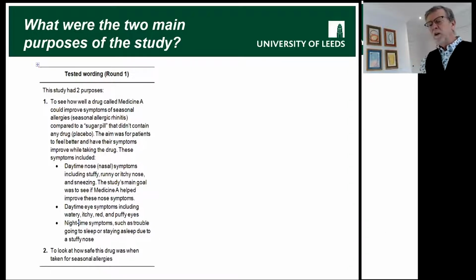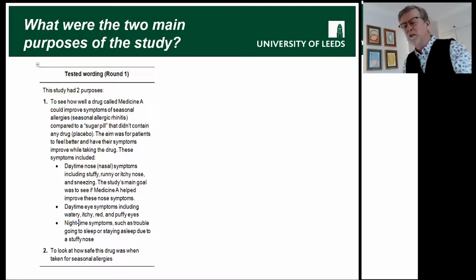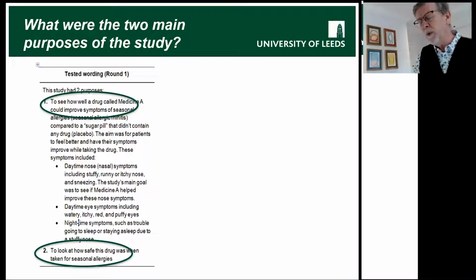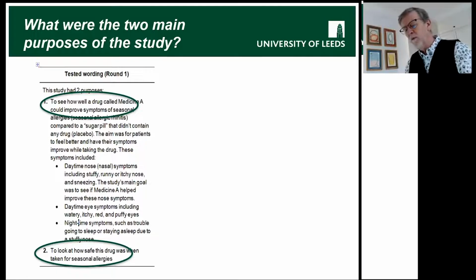So one of the questions we asked people in the user testing was, what was the purpose of the study? And this is the wording that we had before we revised it. And you'll see on the left here that the two purposes are actually not very prominent. The first is here and the second is here. And one of the problems people had was that those two purposes were quite a long way from each other in the text. And there was a lot of text in the middle here, which was actually belonging elsewhere.